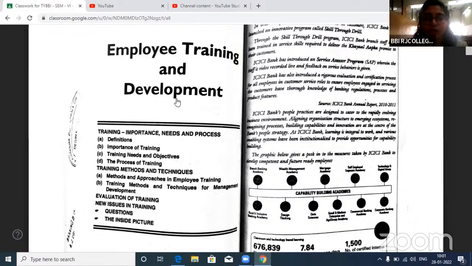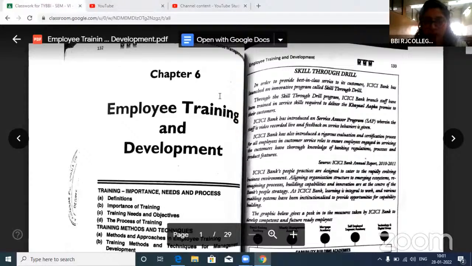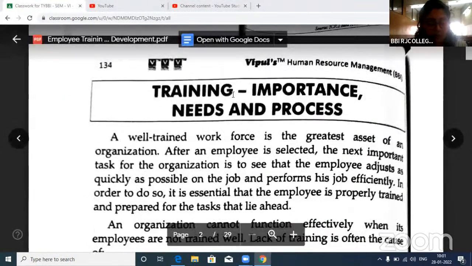See now, that day we started with this chapter. It is Employee Training and Development, chapter number 6. We started with training.